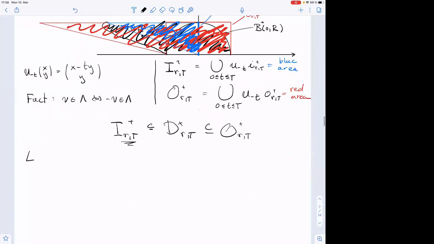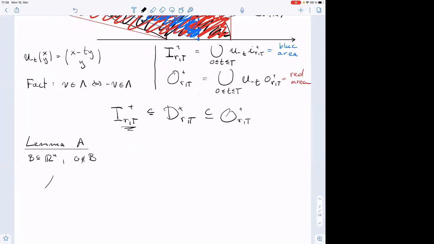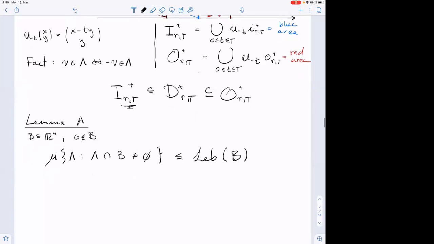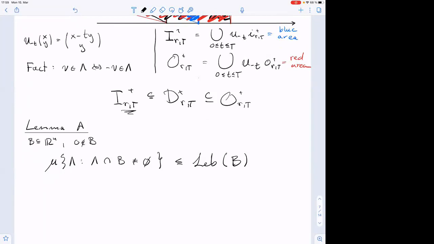So to formulate that in two small lemmas, we have one lemma, and these are almost too small to be lemmas, but it's useful for reference. If we have a set B generally in R^n, which does not contain 0, then the probability that a lattice intersects B non-empty is less than or equal to the Lebesgue measure of B. This is just a one-line application of the Siegel formula, which we will get to a bit later.